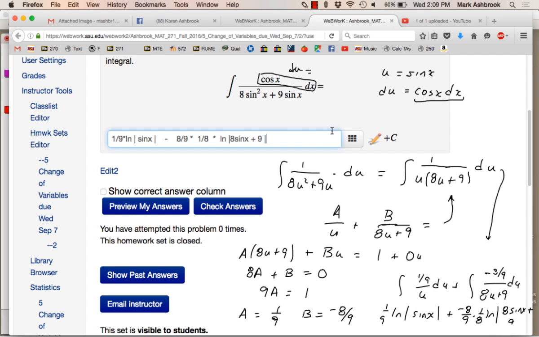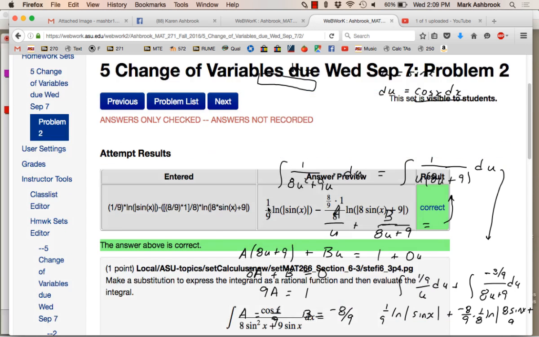Okay, do you agree with my answer, those who are keyed in? Let's see if it's right. Okay, great.